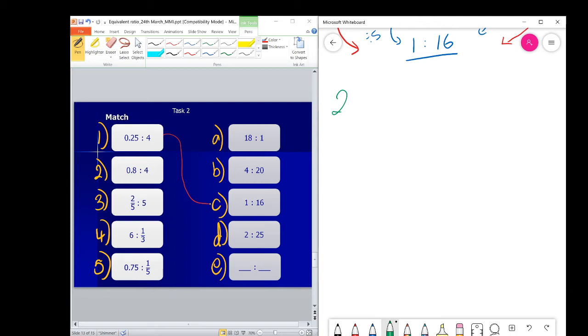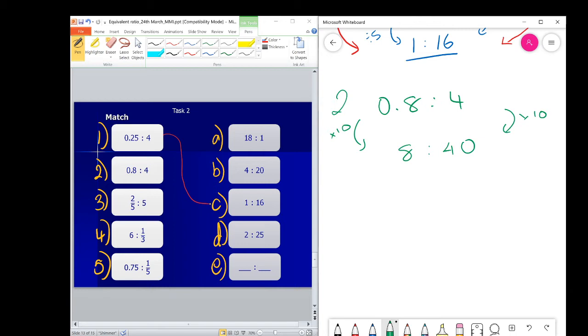So I've got 0.8 to 4. Again, I'm going to go the long way, and then we'll see if there was a shorter way afterwards. So 0.8, turn it into a whole number. I'm going to turn it into 8. To turn it into 8, I have to multiply it by 10. To multiply one side by 10, I have to multiply the other side by 10, which gives me 40. So it's 8 to 40.